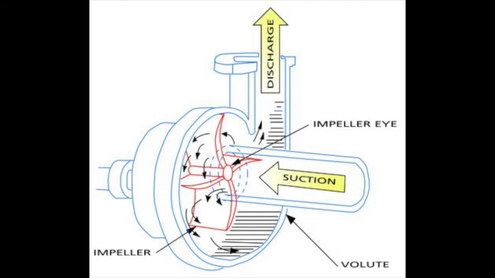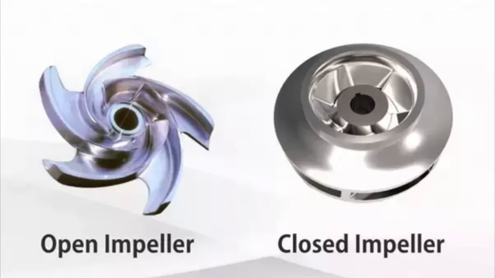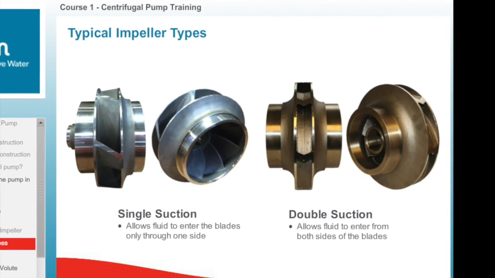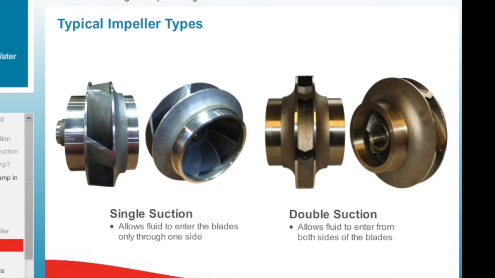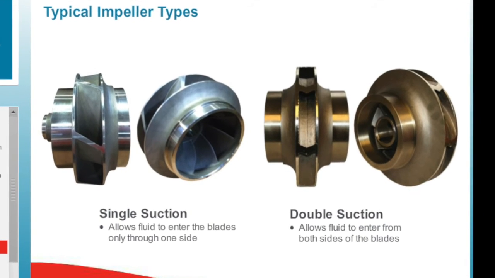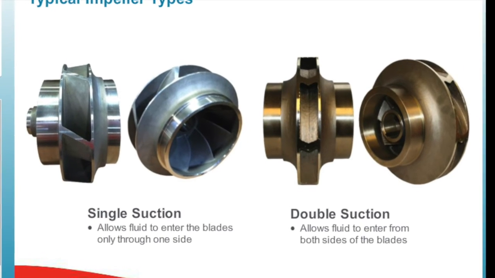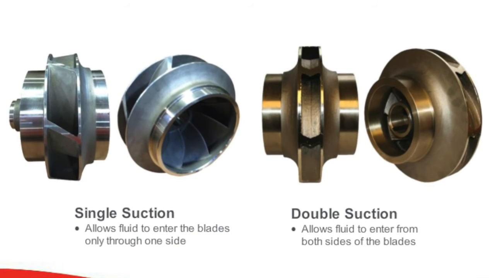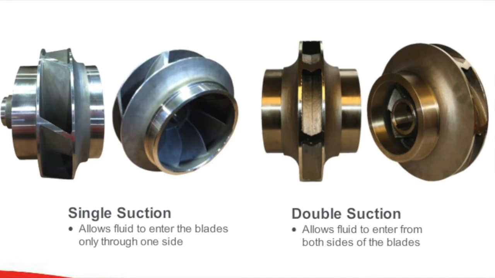There are a few different types of impellers. There are open impellers, which are blades that are arranged on a hub and are open on the other side. There are enclosed impellers, where the blades are covered on both hub and shroud ends. Then there are single and double suction impellers. For a single suction, the fluid enters only through the eye on one side of the impeller, while the double suction allows the fluid to enter through both ends.